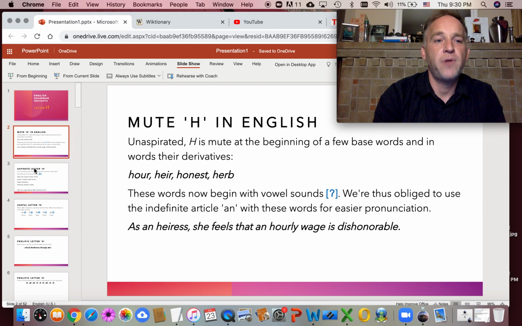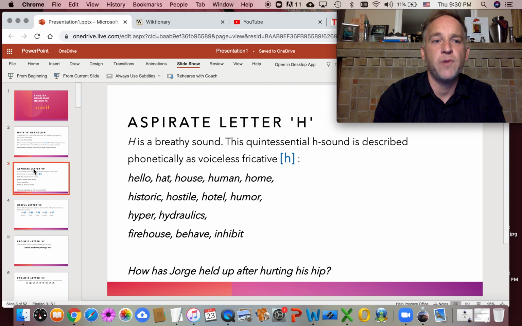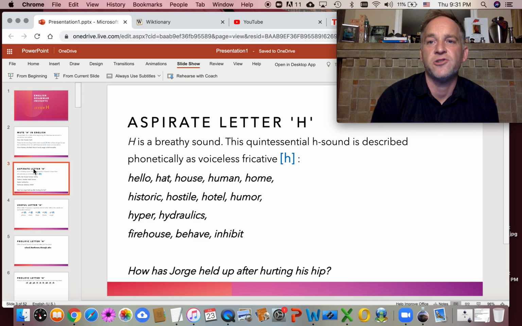Anyhow, the primary sound that we know of for H is actually the H, as we talked about before, and it's the quintessential H sound. Usually at the beginning of a word or at the beginning of a syllable, we'll say. If there are compound words, then that H is audible, that H is aspirated, as we will see.